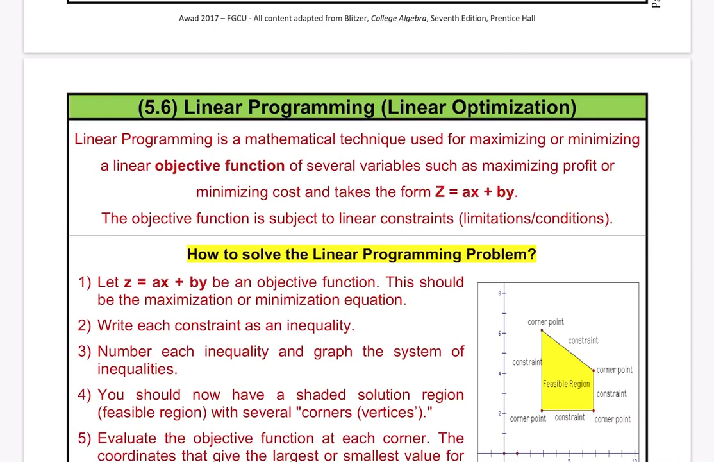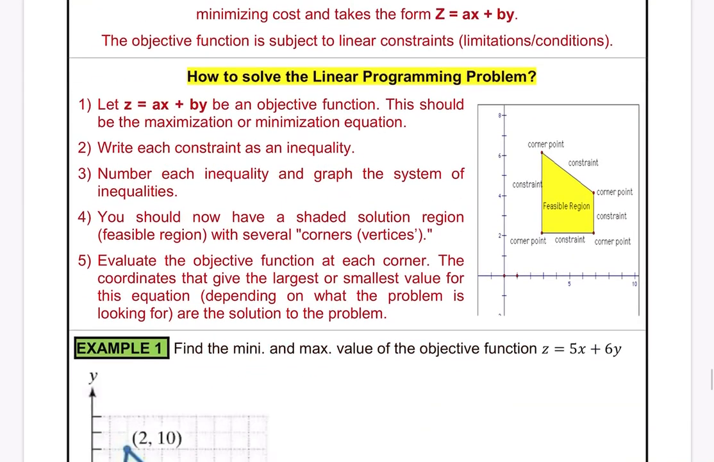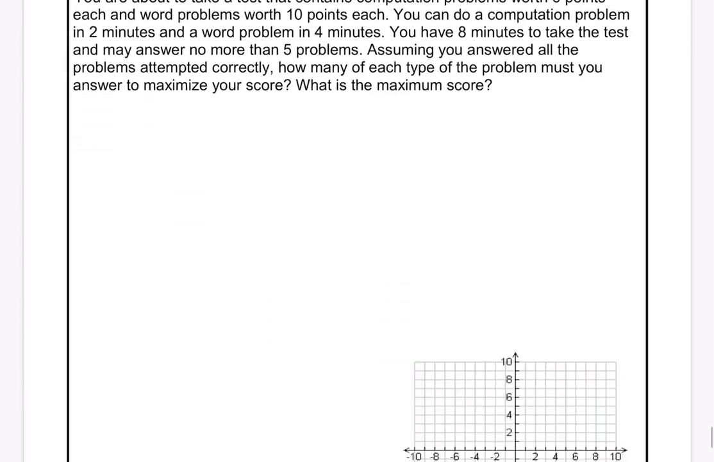Usually you're trying to optimize something, and then there are some conditions imposed on this. You cannot just take anything for granted. And then how do we do that? For example, let me give you an example. Let's take a look at this problem here.